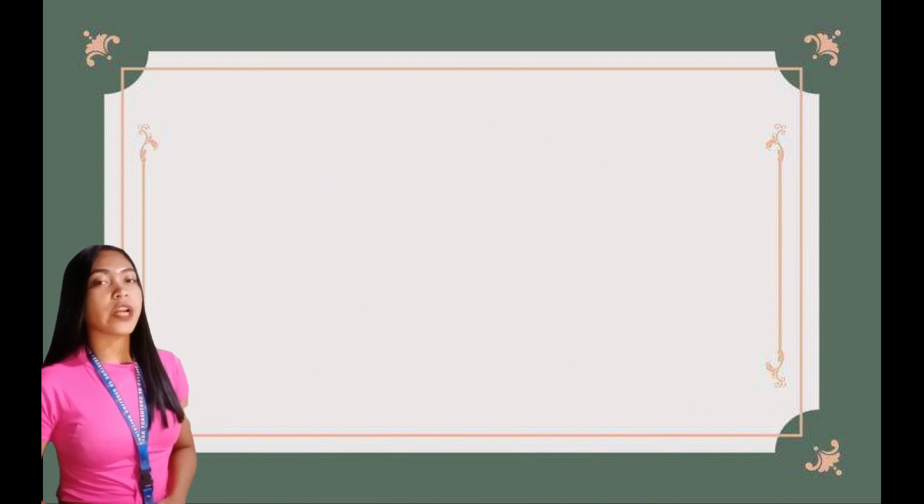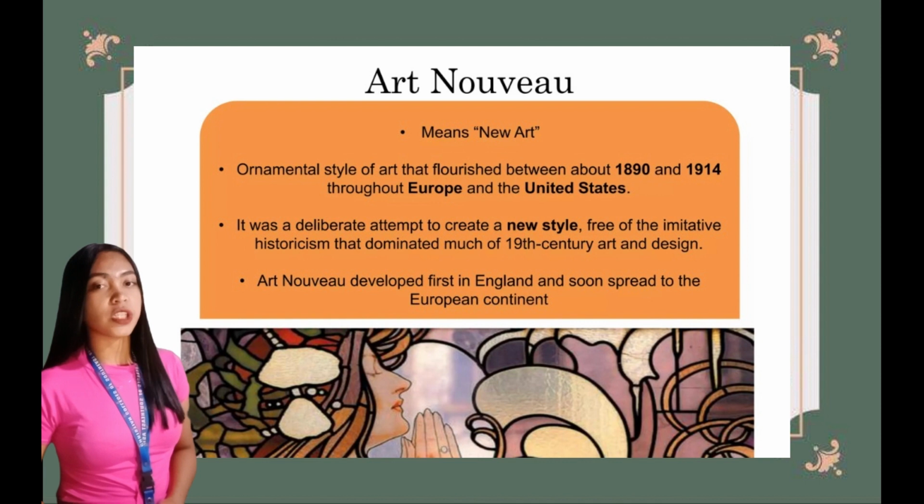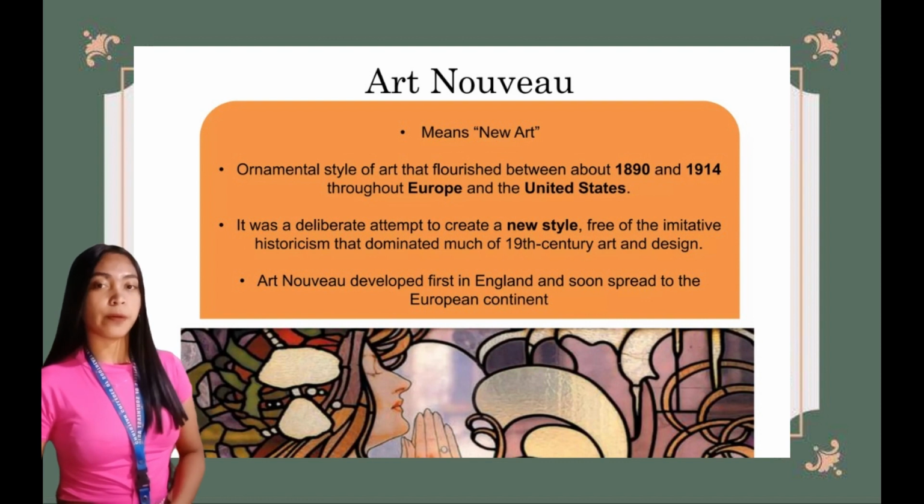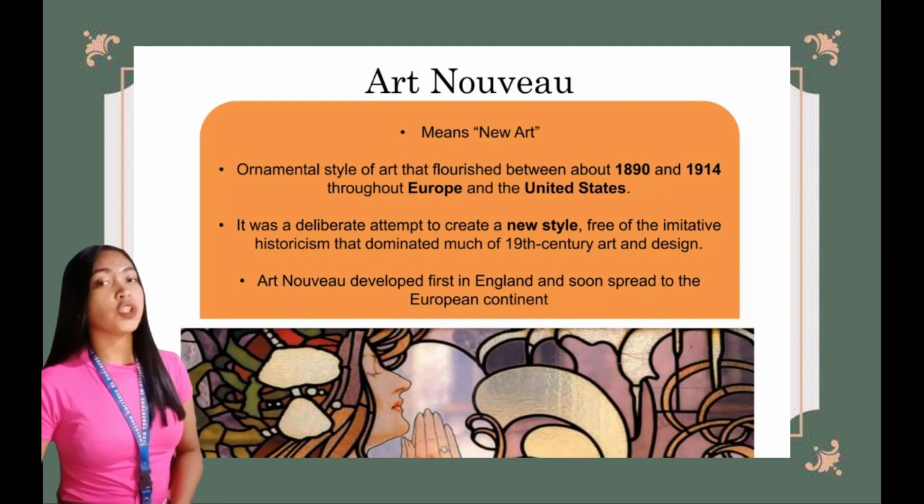Art Nouveau is an ornamental style of art that flourished between about 1890 and 1914 throughout Europe and the United States. It is also a deliberate attempt to create a new style free of the imitative historicism that dominated much of 19th century art and design. Art Nouveau developed first in England and soon spread to the European continent. It is an international style of art, architecture, and applied art, especially the decorative arts, and it is known as New Style or New Art.